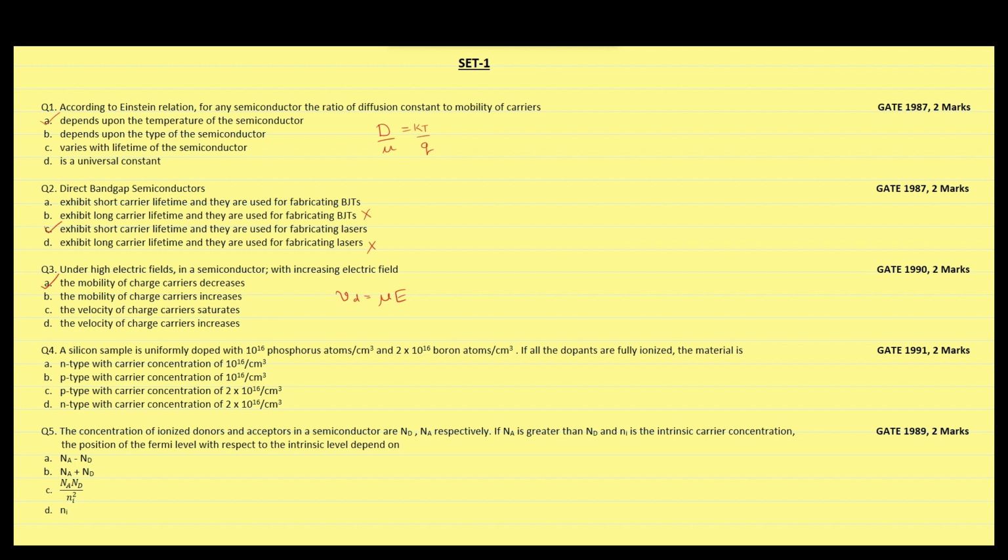At very high electric field, mobility is inversely proportional to electric field, which actually gives drift velocity to be a constant. Therefore, drift velocity at high electric fields begin to saturate. So, the C option is also correct.